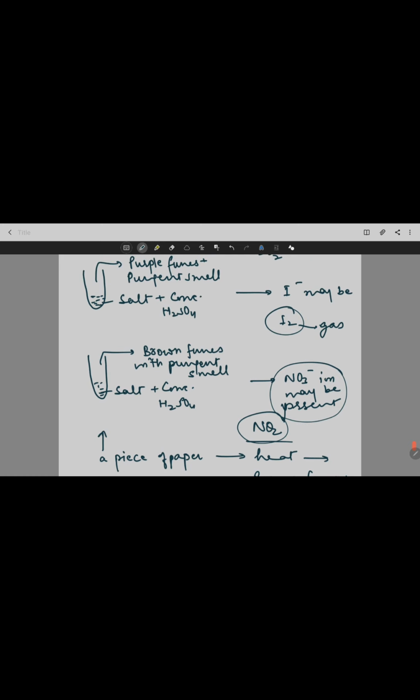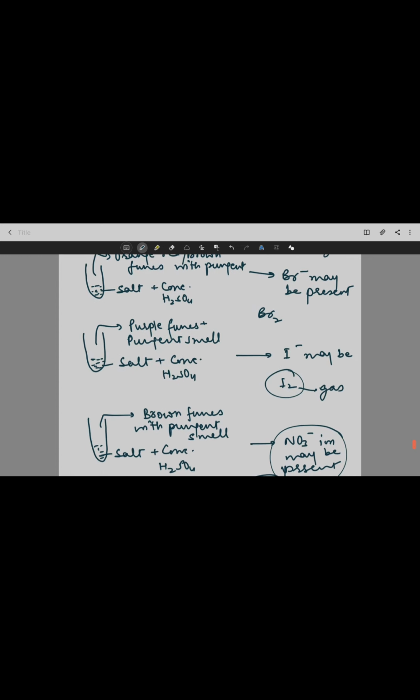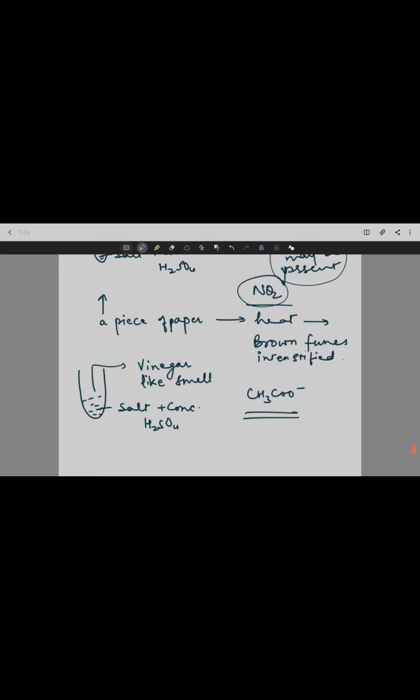So if we get white fumes, or you may say colorless fumes, with pungent smell, it means it is chloride. If it is orange red fumes with pungent smell, it means it is bromide. And if it is purple fumes, then it is iodide. And if we get brown fumes or sometimes no colored fumes, then we should add a piece of paper and then heat it, and if brown fumes appear or are intensified, then it is nitrate. Or we may get the vinegar like smell. If it is so, then it is acetate.